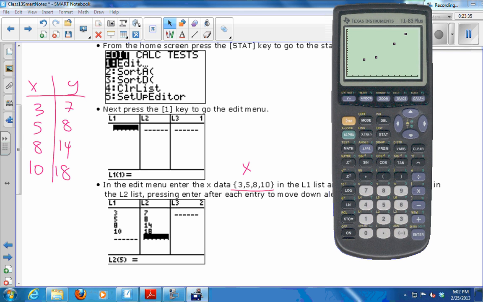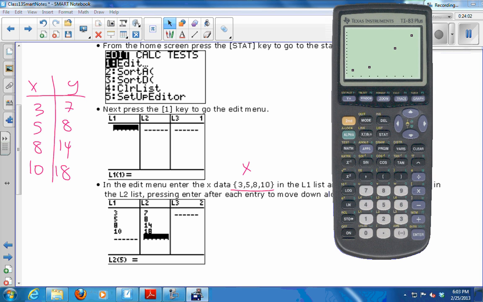Okay. Your calculator does have a shortcut when you're plotting data that will automatically choose a really good window. And that's in Zoom. Option 9 is Zoom Stat. And it automatically picks a window where you can see all your data points. So you can do it manually, or you can have the calculator do it.